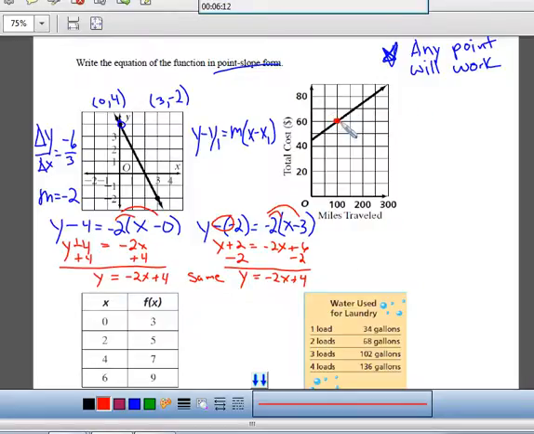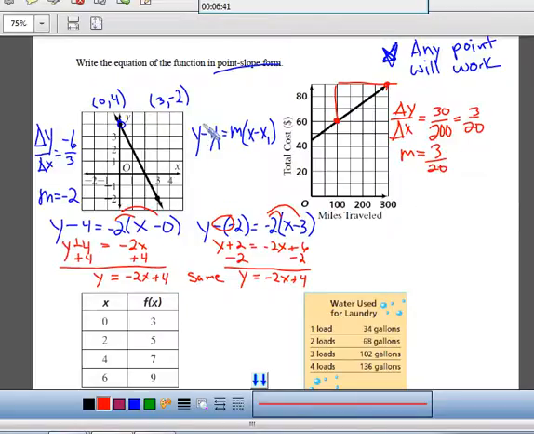So finding the change in y to the change in x. It's going up 30, and then it's going over from 100 to 300. It's going over 200. This simplifies to 3 over 20. So there's my m. M equals 3 over 20.